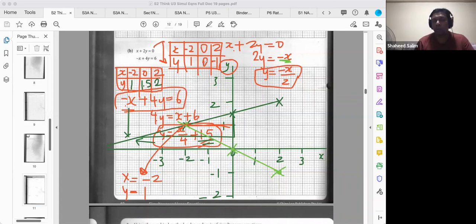Do you understand what you're doing when you have two of these? You draw and then they cut each other. You are finding the point of intersection.